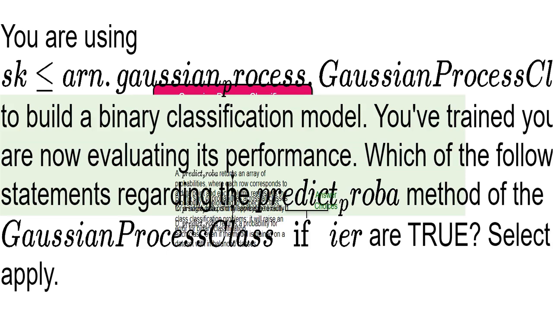Get ready. This sets the stage. We are using a specific type of classifier, a Gaussian process classifier from the scikit-learn library, sklearn, for a binary classification task, meaning only two possible outcomes. The question focuses on the predict_proba method, which estimates probabilities. We need to figure out which statements accurately describe what the method does.